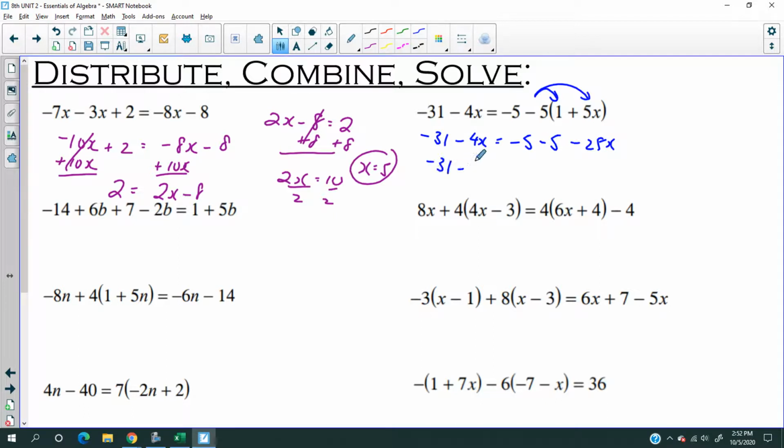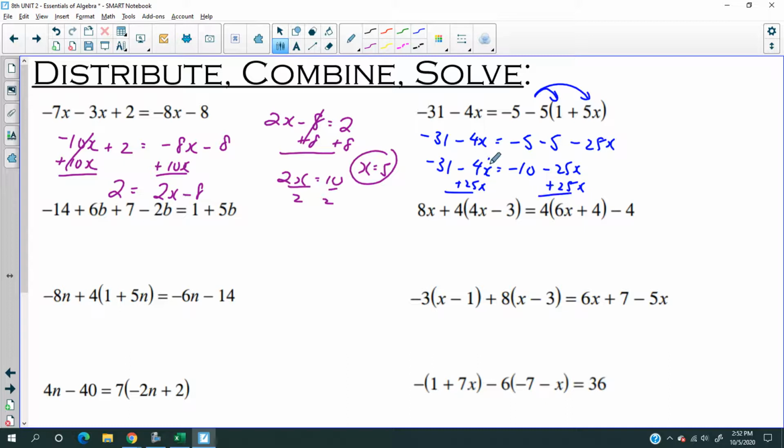So I'm going to rewrite, because all the cool kids do it. Negative 5 minus 5 is negative 10 minus 25x. You see what's happening here, right? Now, negative 25x is much smaller than negative 4x. So let's use that.